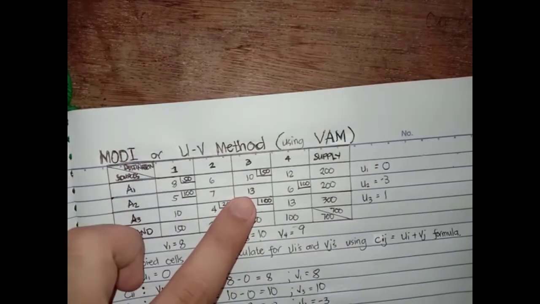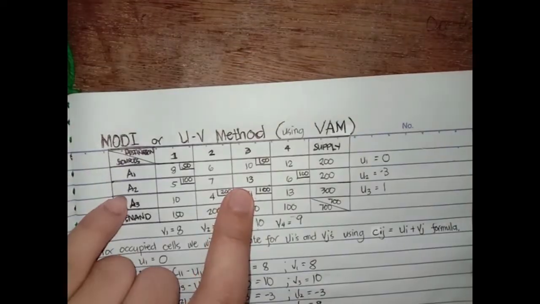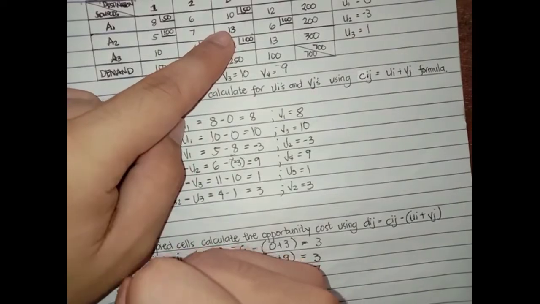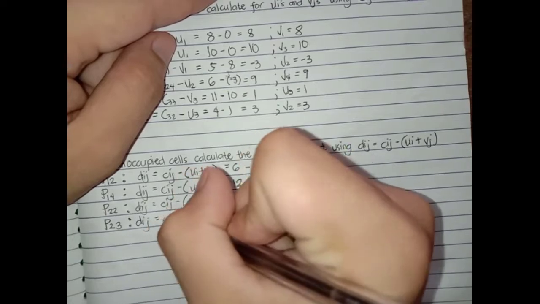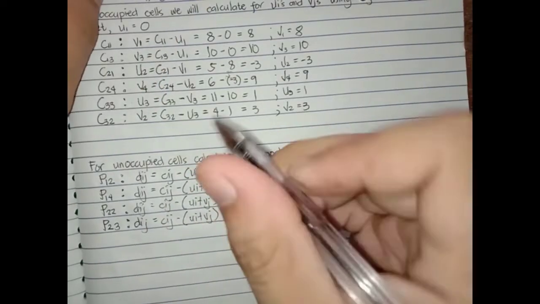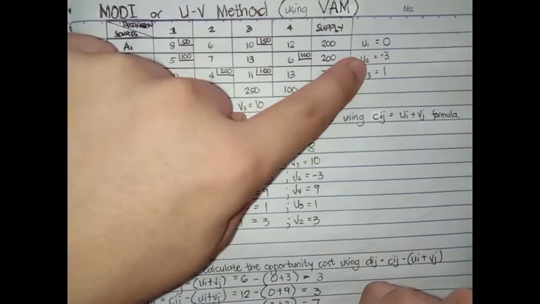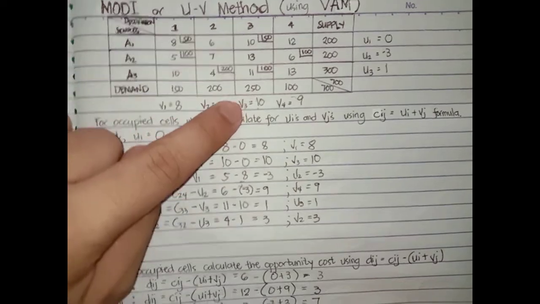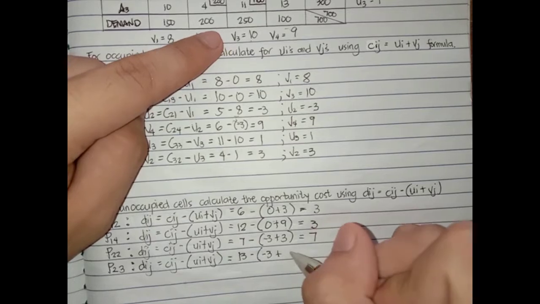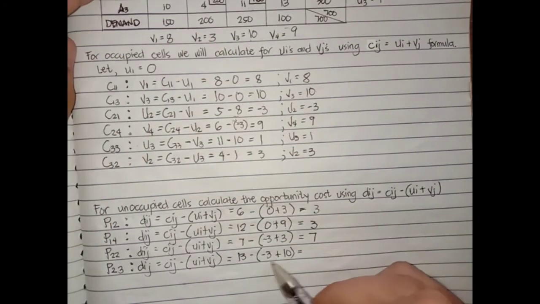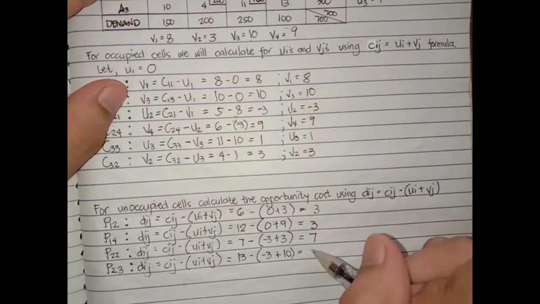Okay, next unoccupied cell is here, in row 2, column 3. So we have P23. Our Cij is 13, our Ui is -3, and our Vj is 10. So 13 minus (-3 plus 10). -3 plus 10 is equal to 7. So 13 minus 7 is equal to 6.